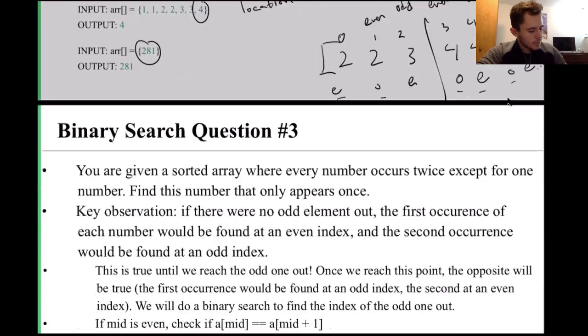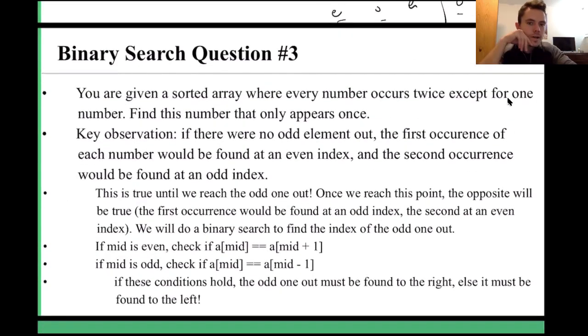And then here we can pretty much see an explanation about that, right? So if there's no element, the first occurrence would be even, second occurrence would be odd, kind of just like we showed, right? And then once we reach the odd one out, the opposite is true. So basically, we're going to check our midpoint, right? And then if the midpoint is even, check if the value is equal to the next one. Otherwise, if the midpoint is odd, check if the value is equal to the previous one.